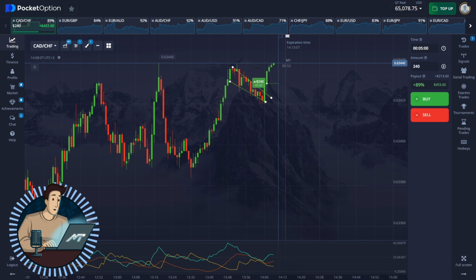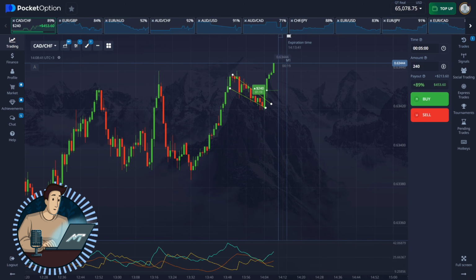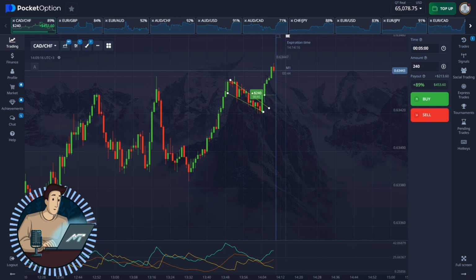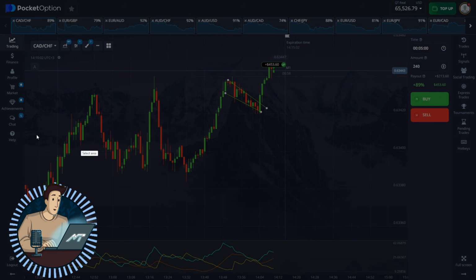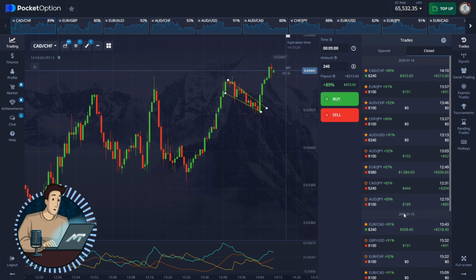There are two possible outcomes. The price either breaks the level using the pattern and moves up, or it bounces back, and I can cover losses with a reverse trade. The pattern worked, the trade closed in profit, and now we can move on to the next one.